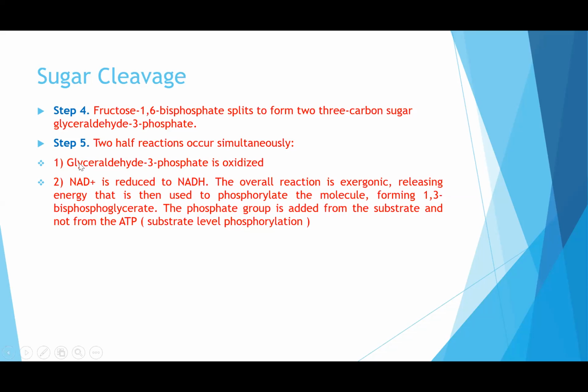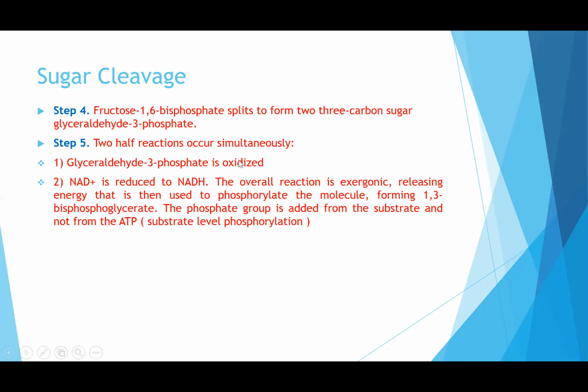Glyceraldehyde has been oxidized. Oxidized means we have removed hydrogen from glyceraldehyde. Once the hydrogen has been removed, it is converted to phosphoglycerate. You can see here, when hydrogen has been removed, glyceraldehyde is converted to glycerate. But only one phosphate was initially attached to glyceraldehyde. When it is changed into glycerate, another phosphate is added because it's bisphosphate. So not only is it oxidized, but a phosphate group is also added.